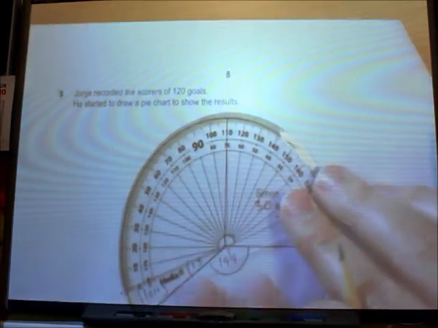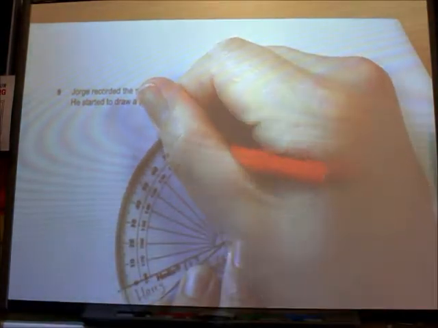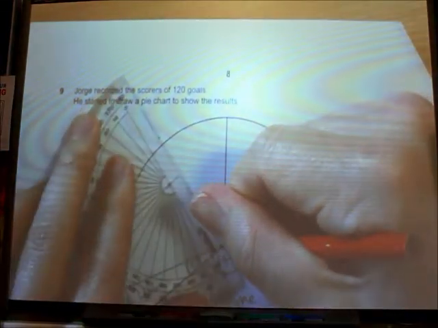So get your protractor back on. Again, get that in the middle. Measure from 0. 72 degrees is roughly there. That was Obi, wasn't it?